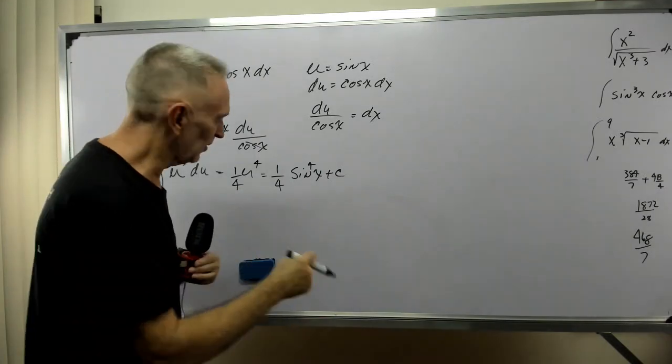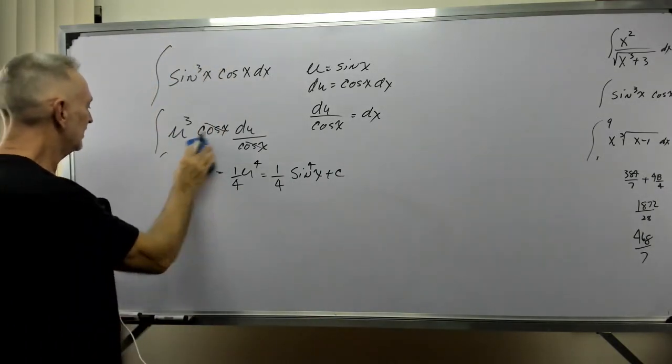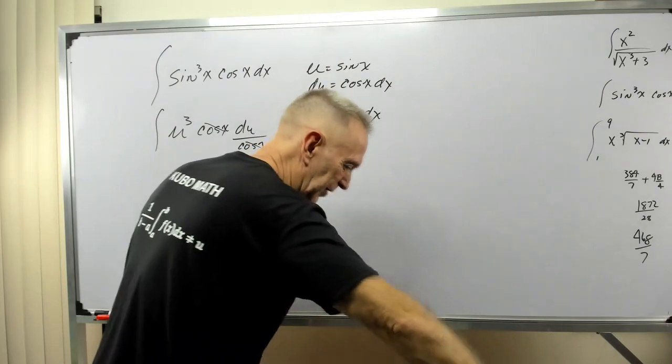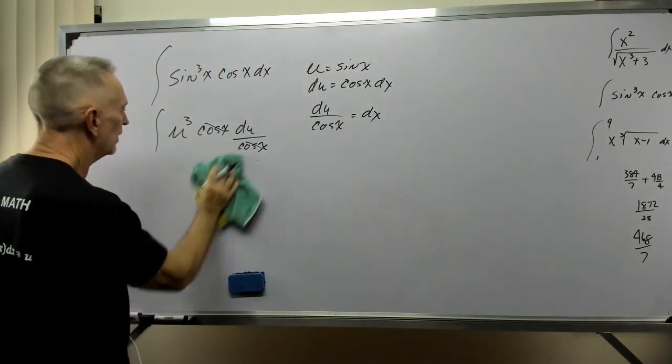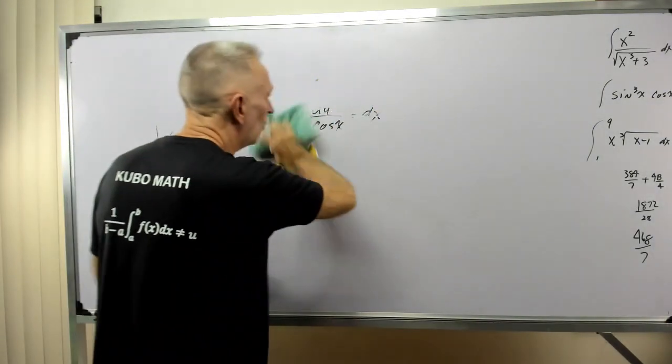You got to have one of those. Let's see, that's a bad eraser there. All right, we have one.